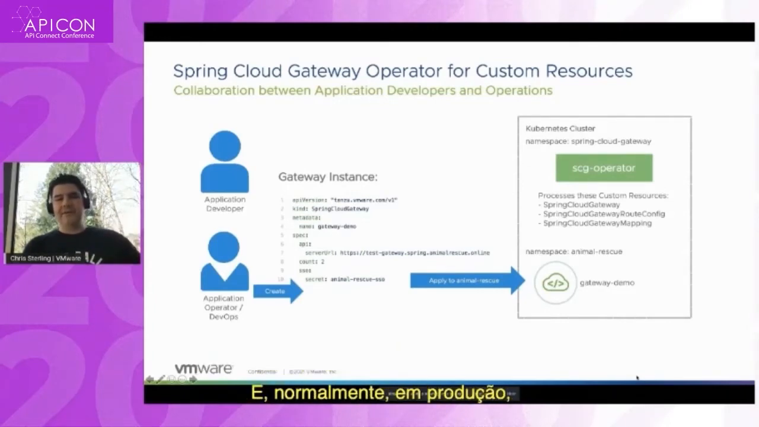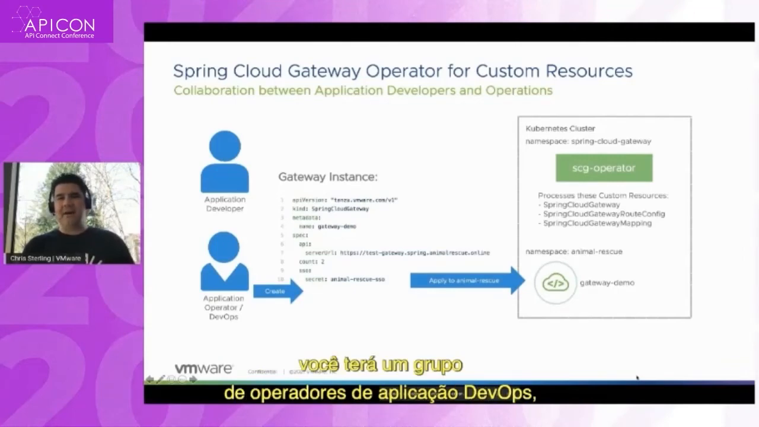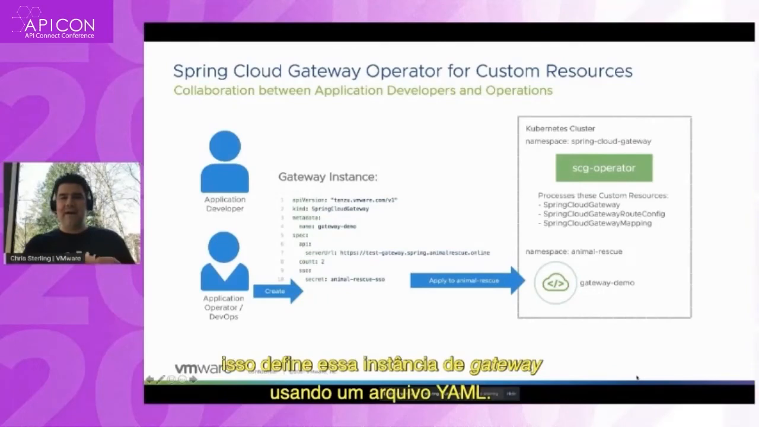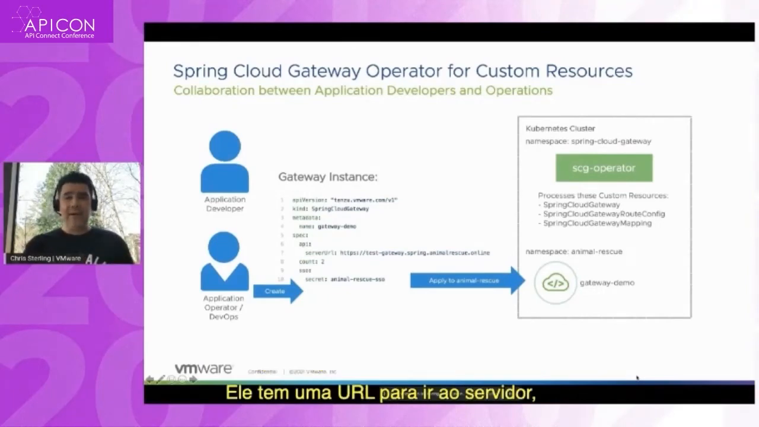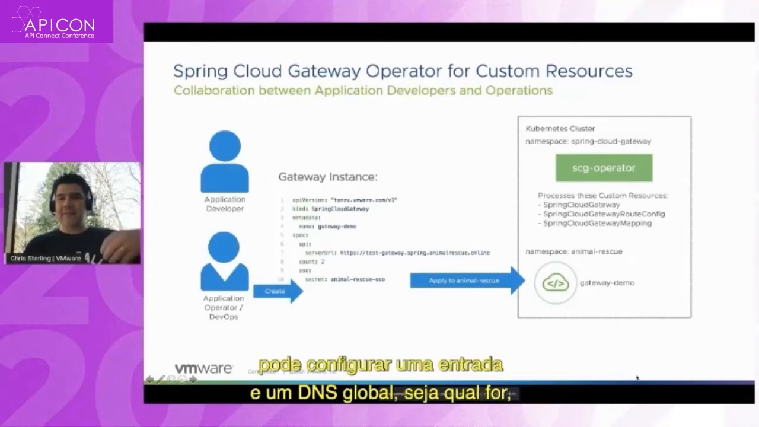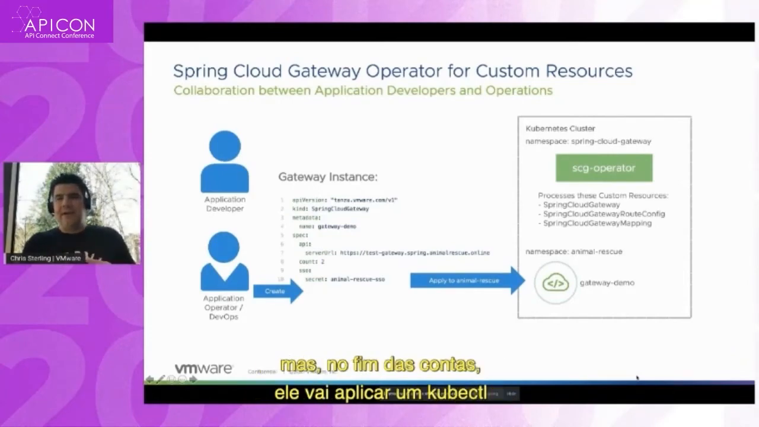And typically in production, you'll have an application operator, DevOps group, or an operations group that's really defining this gateway instance using a YAML file. They have a URL that they want it to be served at. They might be setting that up in ingress and in global DNS, whatever may be. But in the end, they're going to kubectl apply this particular custom resource definition into a cluster.